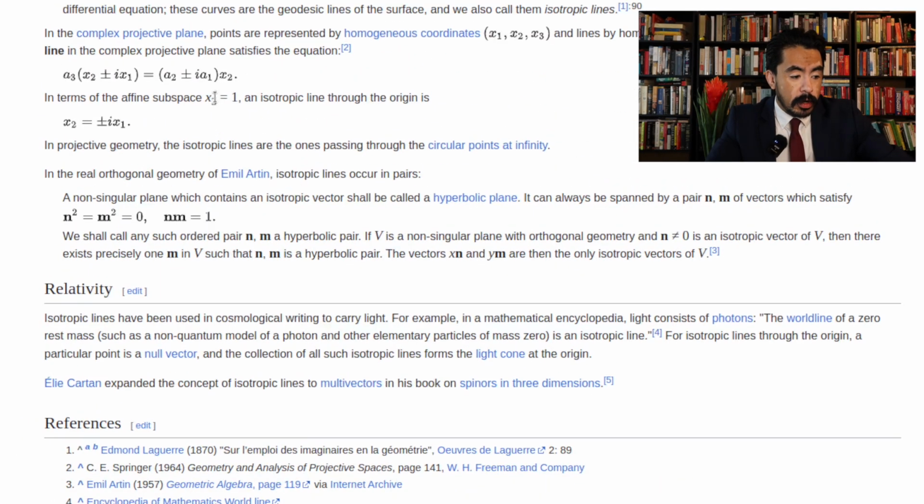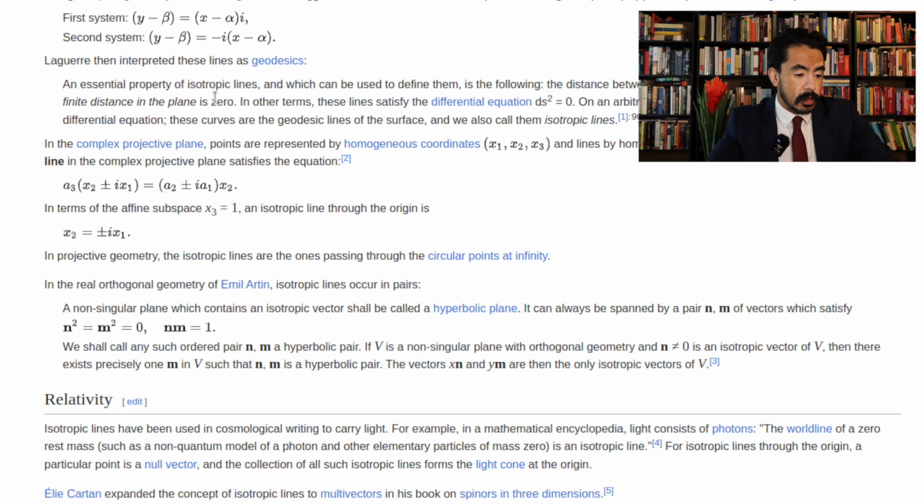And another little bonus here, surprise, surprise, we are reading about differential geometry and something about relativity comes up. Isotropic lines have been used in cosmological writing to carry light. For example, in a mathematical encyclopedia, light consists of photons. The world line of a zero rest mass, such as a non-quantum model of a photon and other elementary particles of mass 0, is an isotropic line. For isotropic lines through the origin, a particular point is a null vector, and the collection of all such isotropic lines forms the light cone at the origin.